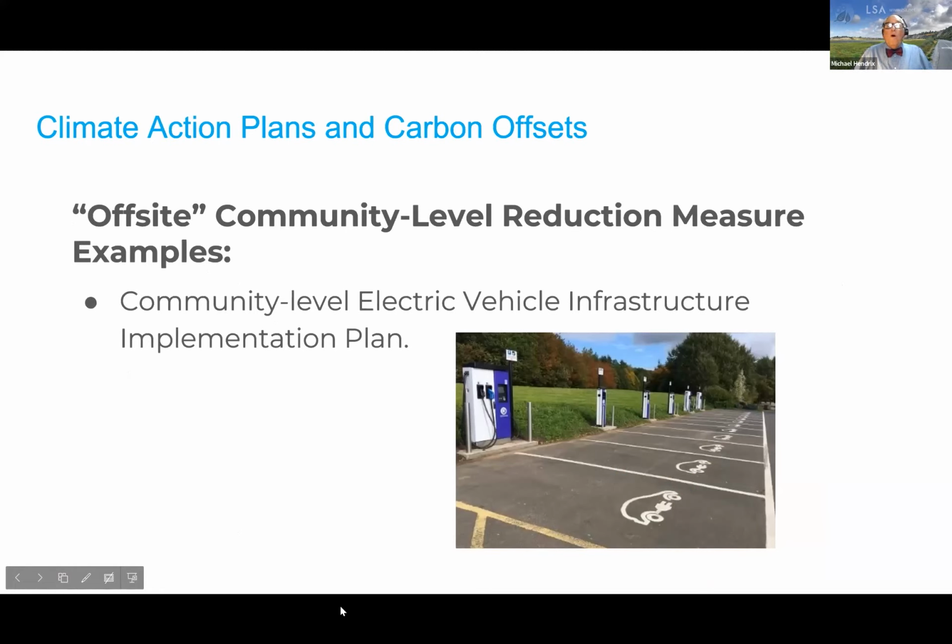So there are basically two types that typically show up in a climate action plan. One is a community level electric vehicle infrastructure implementation plan. This community level electric vehicle infrastructure implementation plan really focuses on electrifying the fleet within a local jurisdiction. Next slide, please.